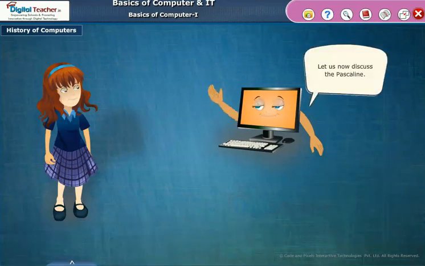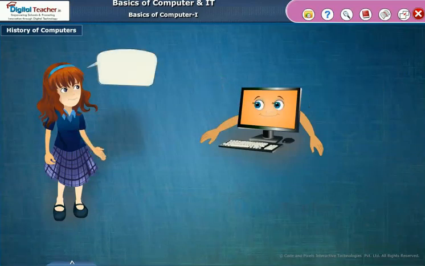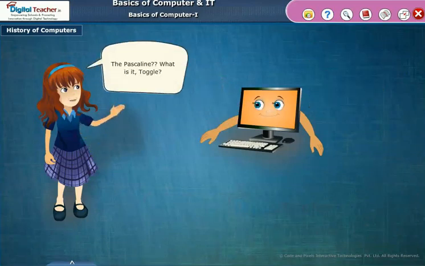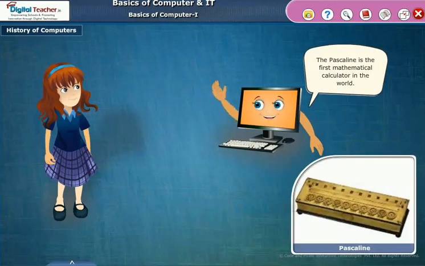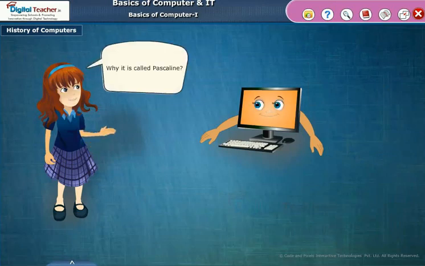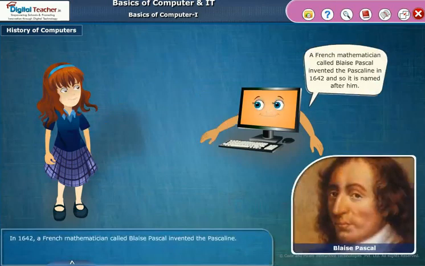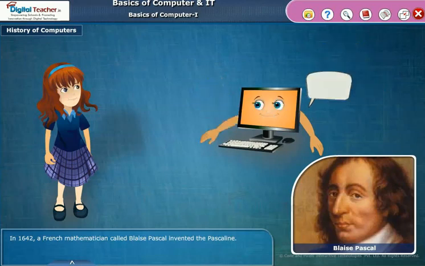Let us now discuss the Pascaline. The Pascaline. What is it, Toggle? The Pascaline is the first mechanical calculator in the world. Why is it called Pascaline? A French mathematician called Blaise Pascal invented the Pascaline in 1642, and so it is named after him.